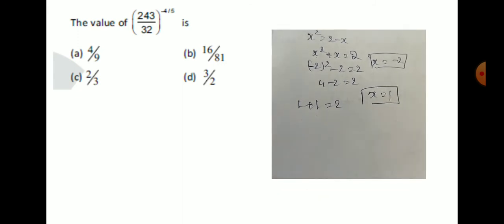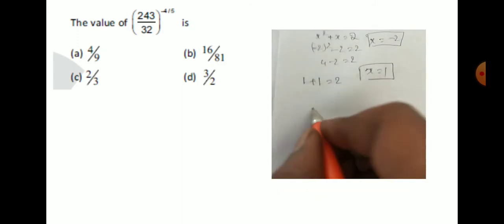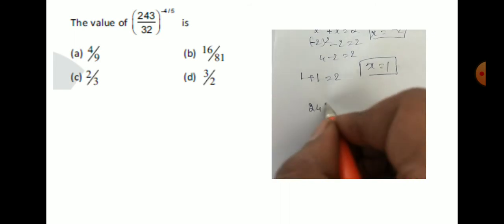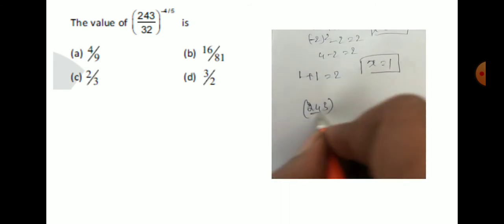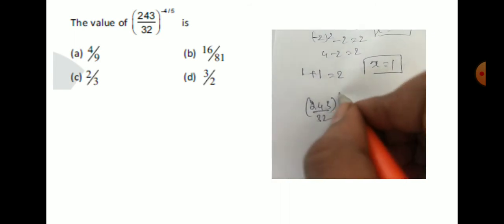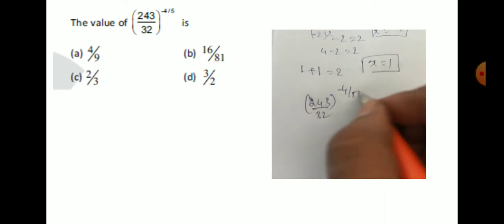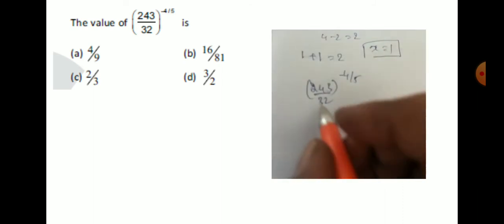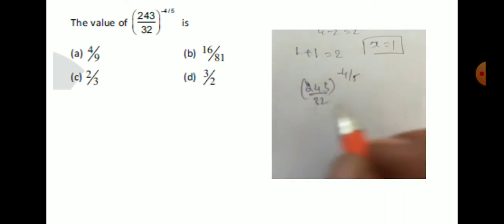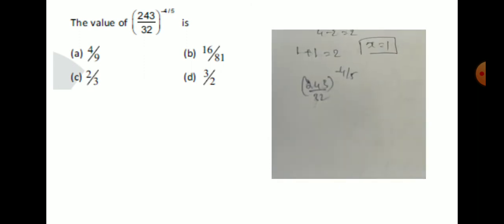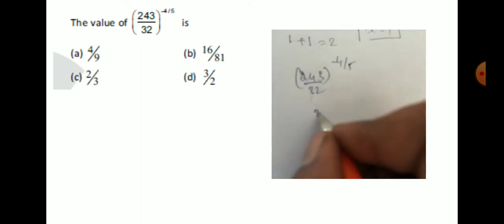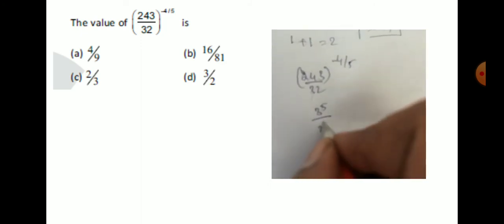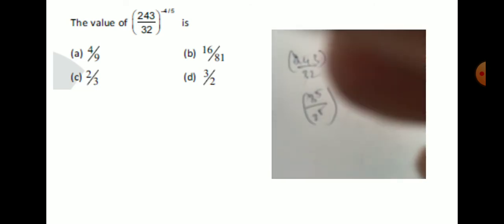Okay, we'll go further. What is this? 243 whole power, 243 divided by 32 whole power minus 4 by 5. This is the next question. 3 power 5 is how much? 3 into 3 into 3 into 3 into 3, that is 243. Yes, 3 power 5 divided by 2 power 5 whole power.